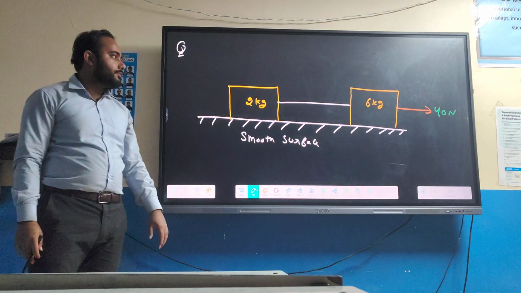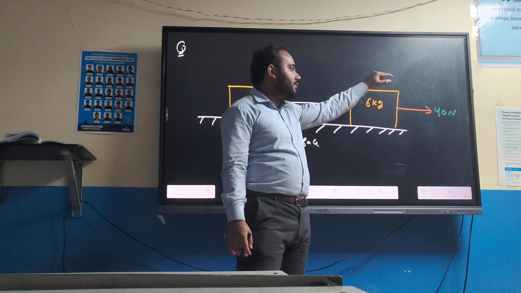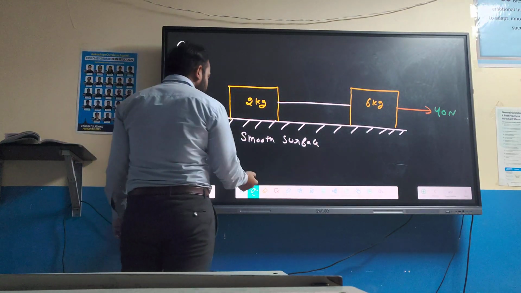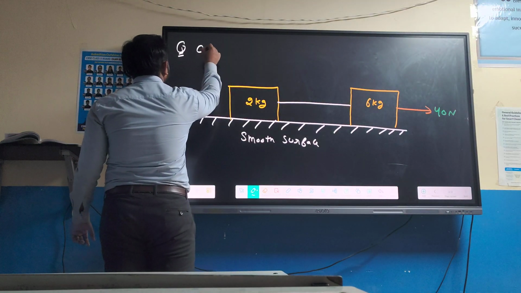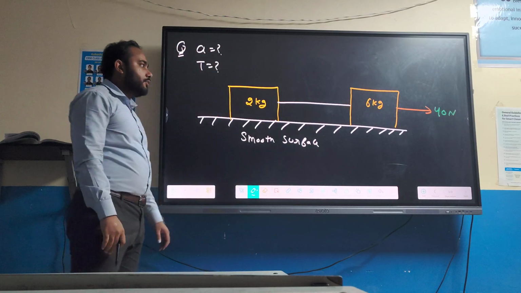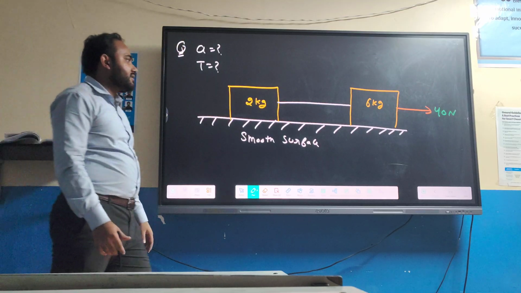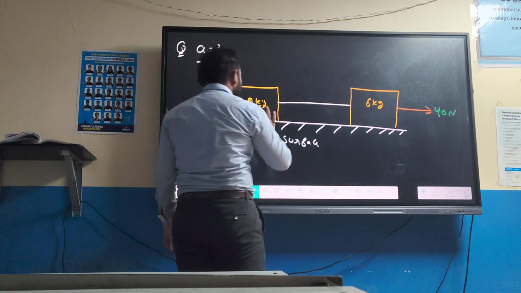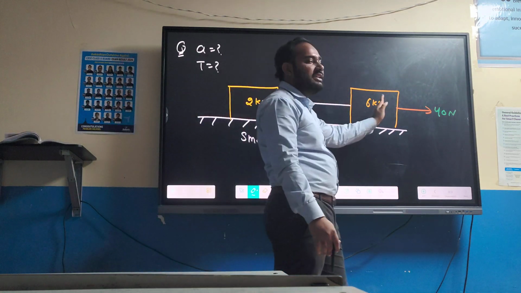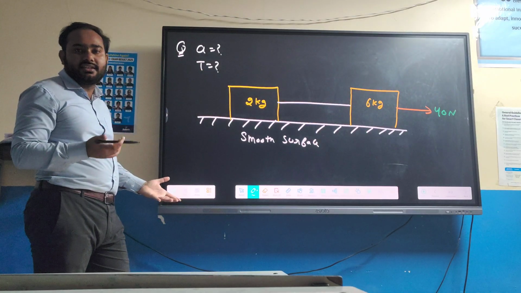Okay, basic problem. We have a 2 kg block, 6 kg block connected to a string, and we are applying a 40 Newton force on the 6 kg block. So our question is, we have to find the acceleration of the block and tension in the string. Will both blocks accelerate or not? We can say that there is a net force. If the surface is smooth, there will be no frictional force, and this complete system is having a force in the right direction. So if this system is having some net force, then of course the system will accelerate.